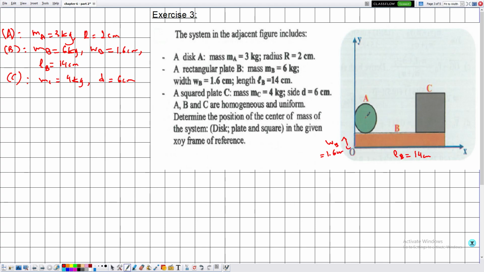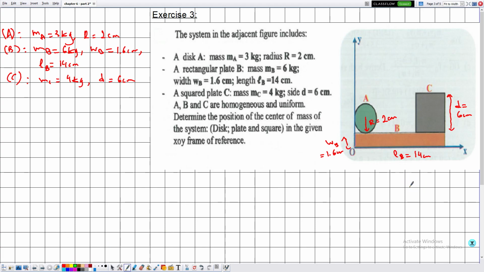The radius is given by R equal to 2 centimeters. And the side of this square is given by, how much? D is equal to 6 centimeters. Okay. Now they are telling me to determine the position of the center of mass of the system, disk, plate, and square, in the given X, Y reference frame. So in this case, they gave me the reference frame, and we are done with step number 1.